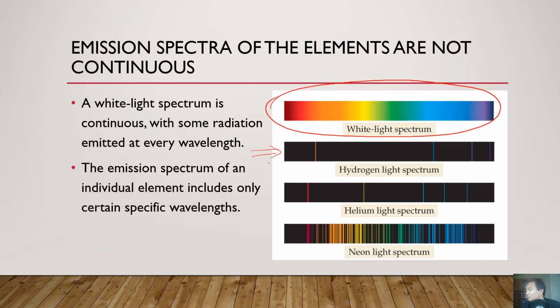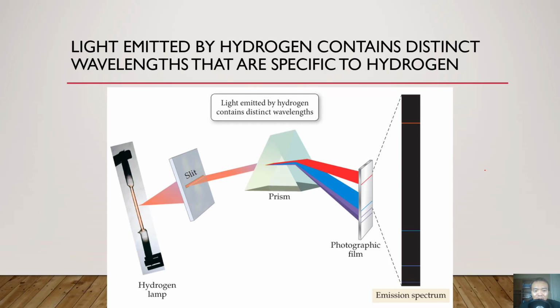For example, for hydrogen, in the visible light region, you only see 4 different wavelengths. 1, 2, 3, 4. It's very similar, you only see a few wavelengths of light for helium and neon light as well. Here's how you actually run the light through the prism and get them separated. Once you calibrate the separated light, then you have the wavelength for each emitted light.